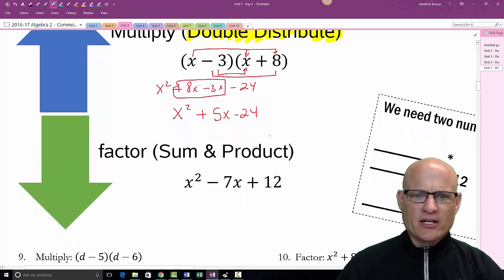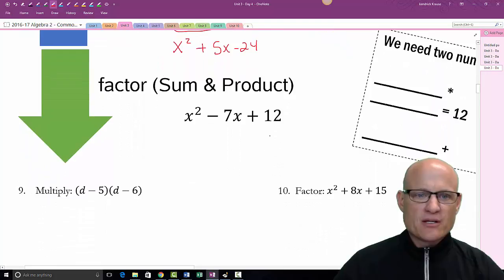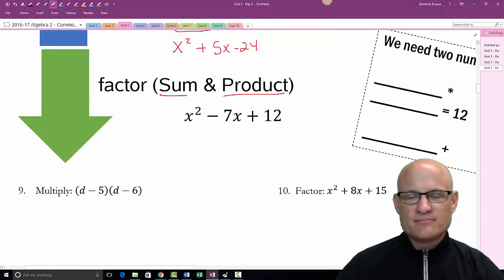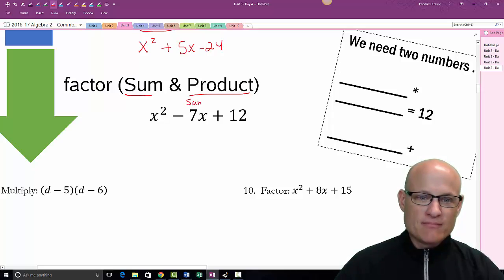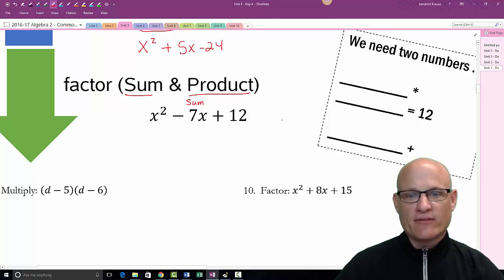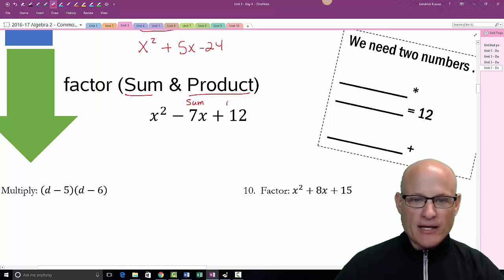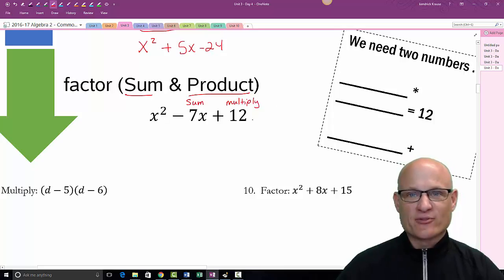So factoring, we're going to use sum and product. Here's how this works. You need to find two numbers that add up, or sum to negative 7. But when you multiply them, they have a product of positive 12.